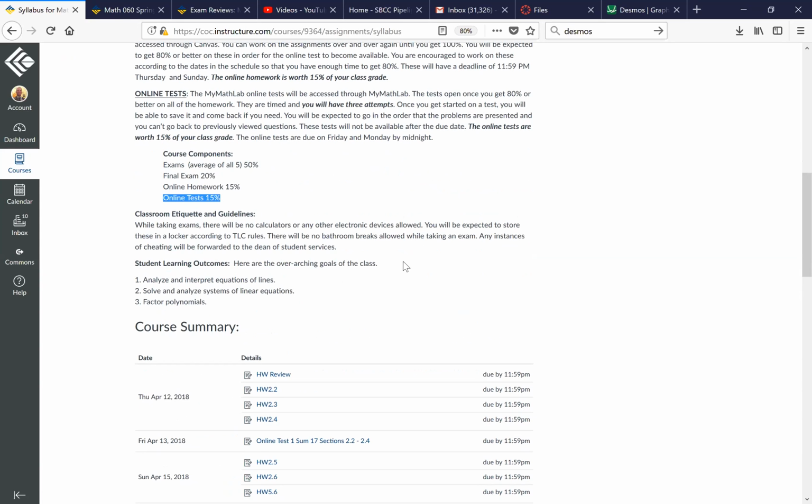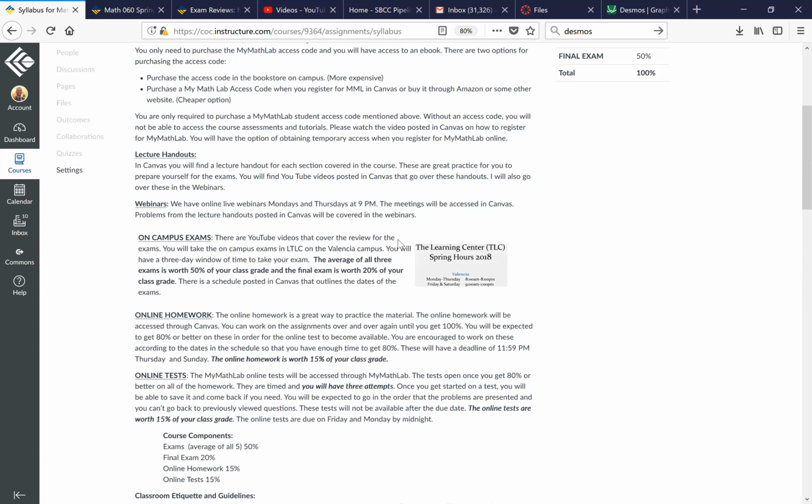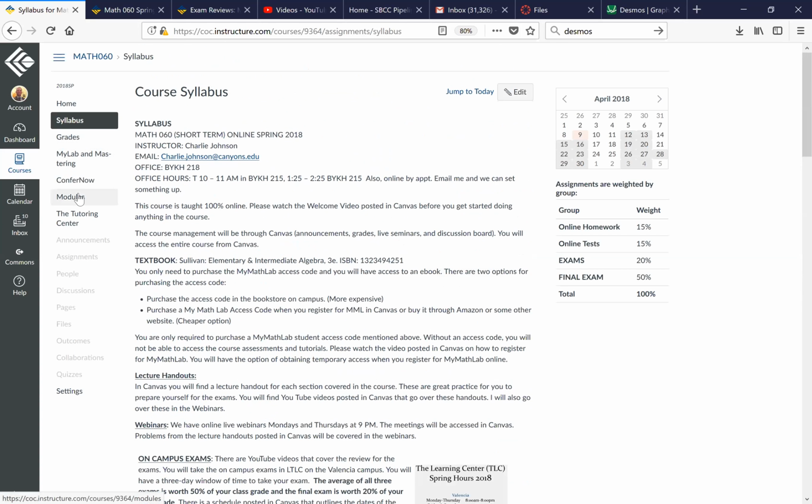While taking exams, there will be no calculators or any electronic devices allowed. You'll be expected to store these in a locker according to the TLC rules. There'll be no bathroom breaks allowed while taking an exam. Any instance of cheating will be forwarded to the Dean of Student Services. These are the overarching goals of the course: to analyze and interpret equations of lines, solve and analyze systems of linear equations, and factor polynomials. All right, so that's all just the details, the rules of the course.